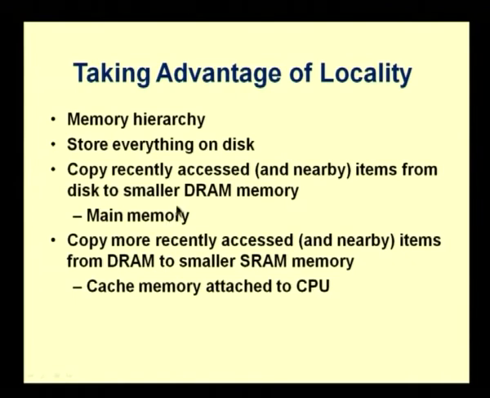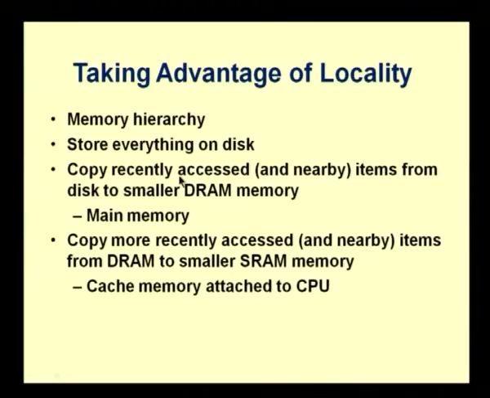Remember our hierarchy: we start with the disk at the lowest end and then we have the main memory. Recently accessed items are your temporal locality data, and nearby items are your spatial locality data. So you copy the recently accessed and nearby items from the disk to the smaller DRAM memory, and then from the DRAM similarly copy the most recently accessed and nearby items to the smaller SRAM memory, the cache memory which is attached to the CPU.